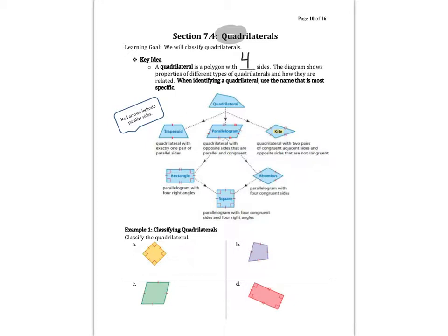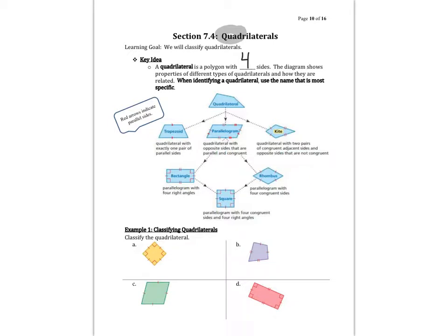Now, the diagram below shows the properties of the different types of quadrilaterals and how they're related, but the important thing that's in bold there is that when you're identifying a quadrilateral, you want to use the name that is the most specific. So if we glance down at the chart, if something is classified as a square, we wouldn't want to call it a parallelogram because there's a more specific name that can be attached to it. The quadrilateral at the top, of course, just has 4 sides, it's enclosed, and there's nothing really special going on with it.